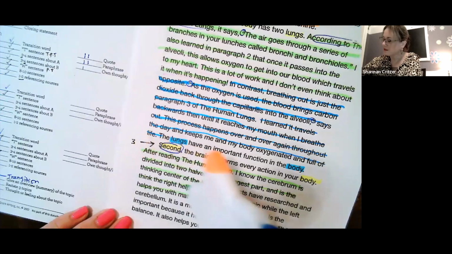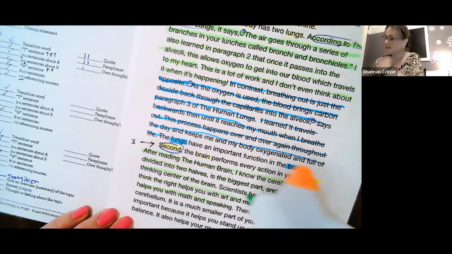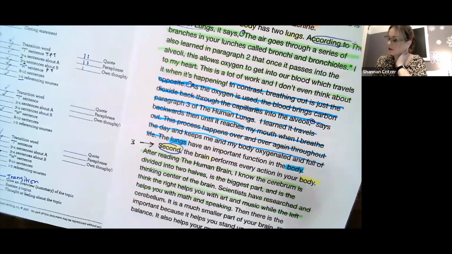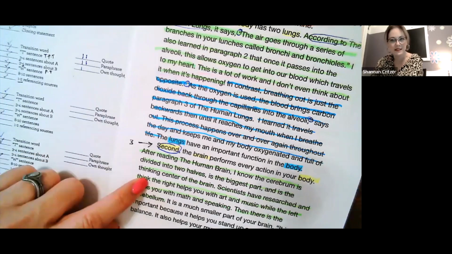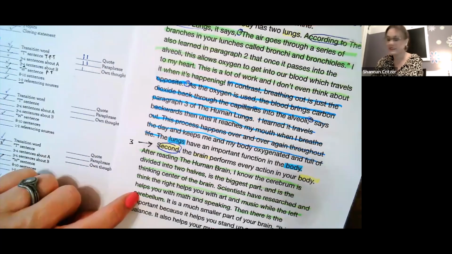And then this is about the scientists have researched and think the right helps you with art while the left helps you with reading. Then there's the cerebellum. That's a simple sentence. This was a very complex sentence, wasn't it? And this one's very simple.